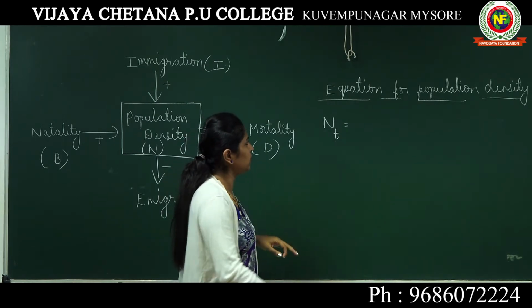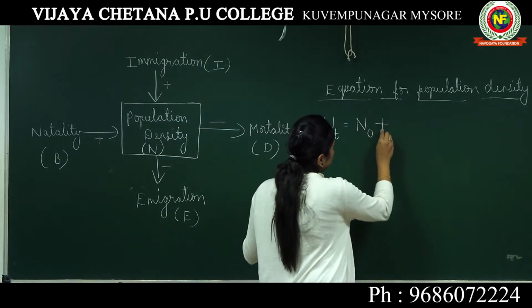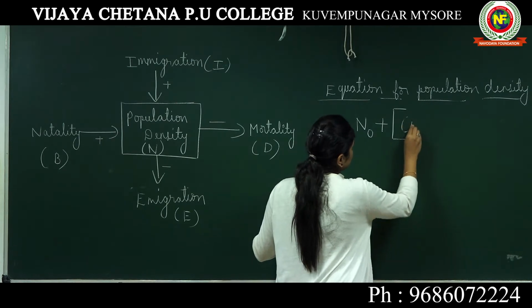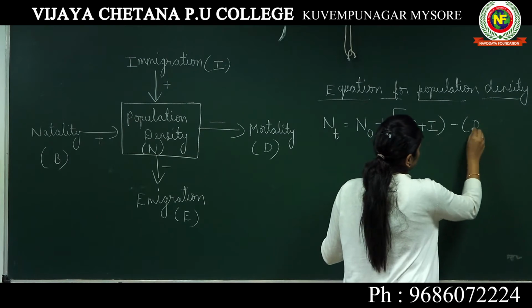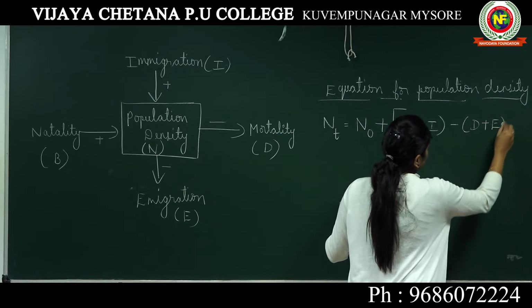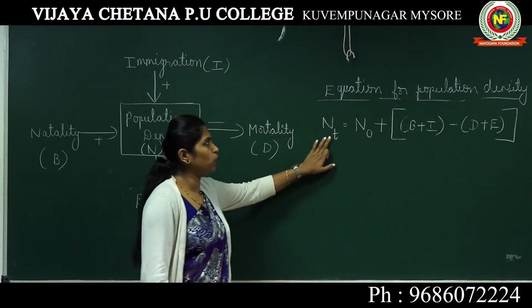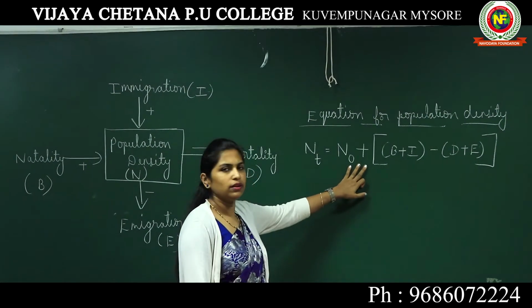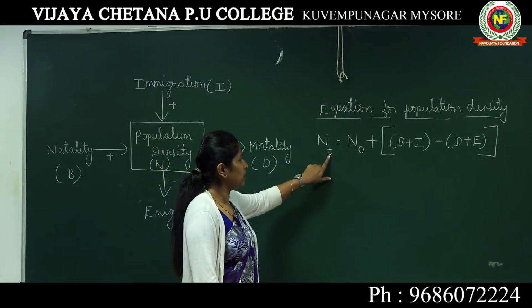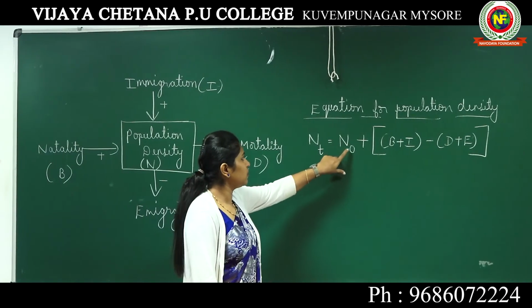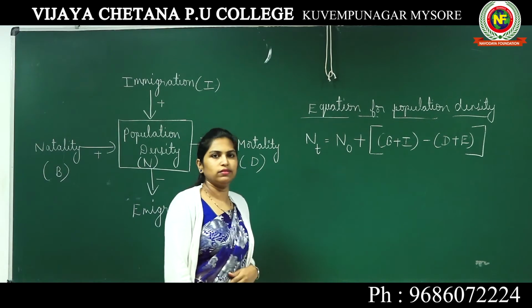How do we write it then? NT equals N0 plus (B plus I) minus (D plus E). This is how we write the equation for population density. NT represents population density at time T, whereas N0 represents initial population density.